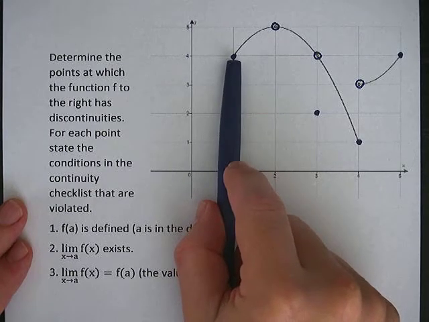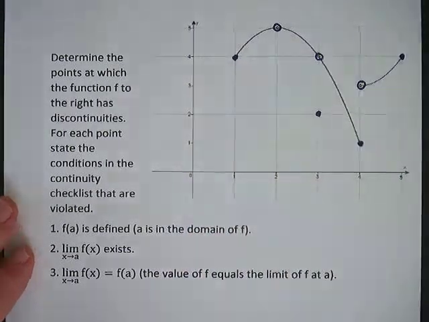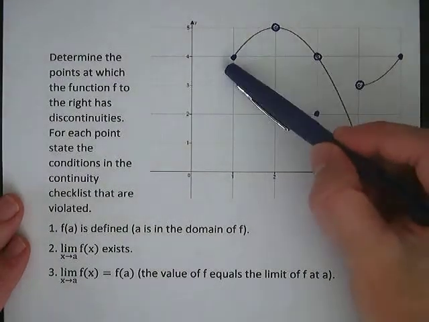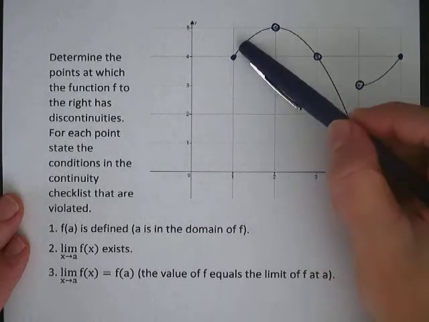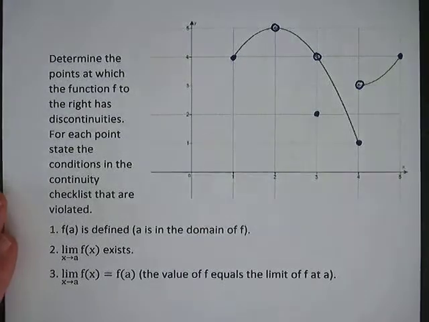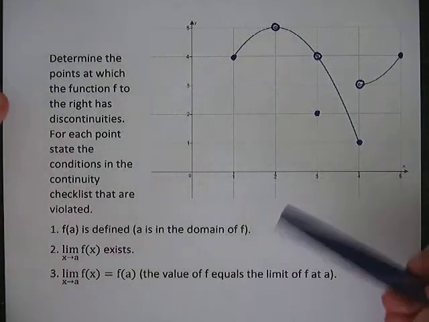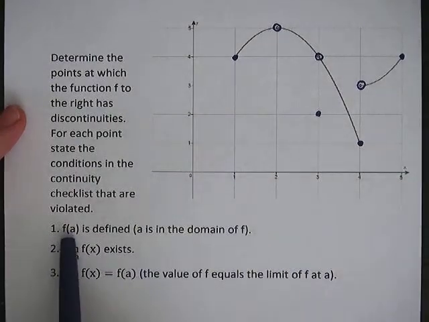So would this be considered a discontinuity in the graph? Now you could probably make the argument that it discontinues. It doesn't go any further to the left here. But as far as it being a discontinuity in terms of the definition of discontinuity, it's really not a discontinuity. It's an endpoint. And the only way that an endpoint could be a discontinuity is if there's actually a hole in the graph there. So we look at our checklist down here and we say, is f of a defined?